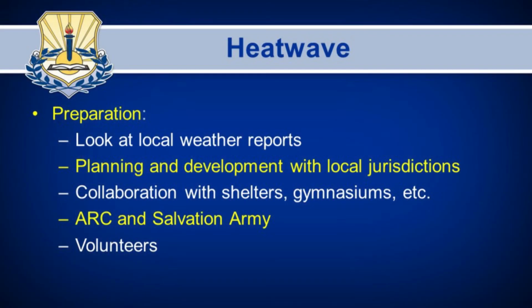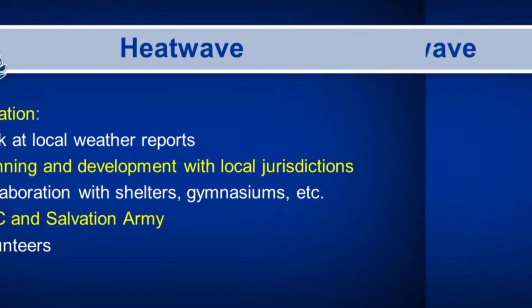We know ahead of time now that heat waves are coming. We know what to anticipate as far as the main threat, the time of day, and if there's going to be any severe thunderstorm outbreak or issues that can occur. But we also need to know that collaboration is going to be key with shelters, gymnasiums, and churches, for example, as well as working alongside the American Red Cross, Salvation Army, and other organizations. And volunteers are going to be the backbone of any operation, not just dealing with heat waves, but dealing with flooding and tornadoes as well.